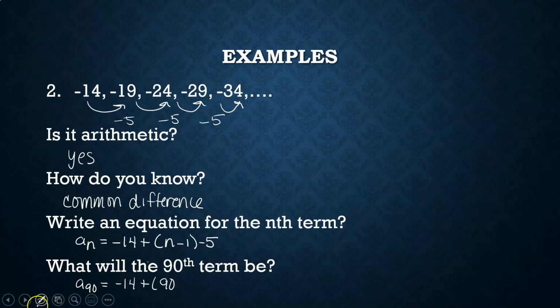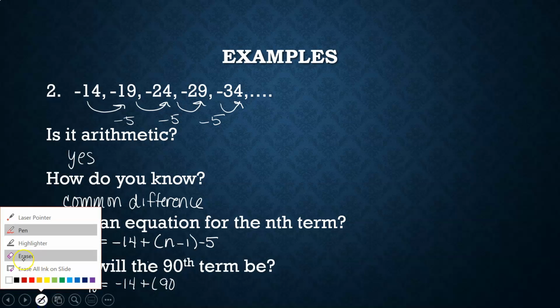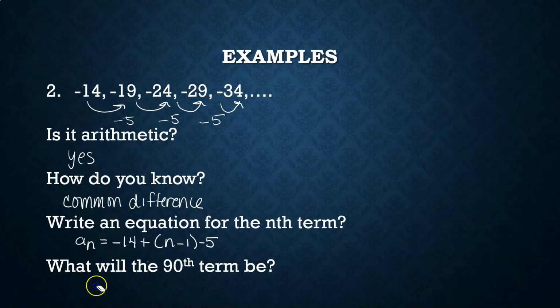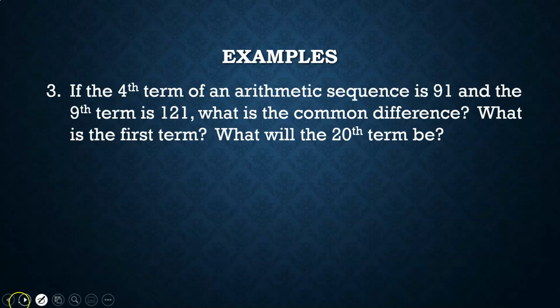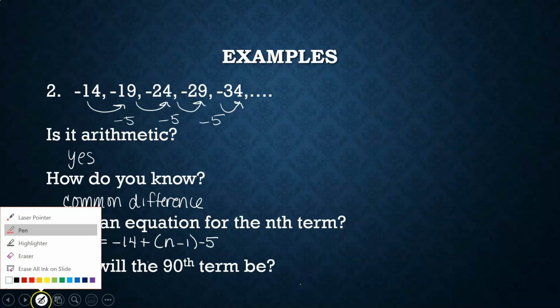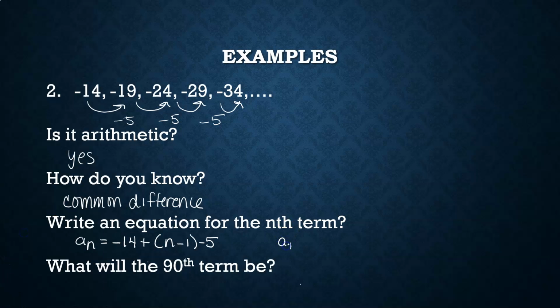Oops, hold on, let's get the equation simplified first. Sorry, I'm one step ahead of myself here. So let's simplify this first. It'll be easier for us. So I have a sub n equals negative 14 plus, now I'm going to simplify, negative 5n plus 5.